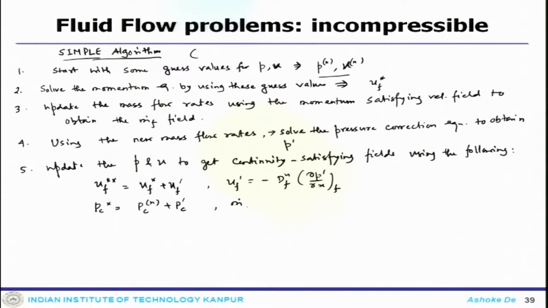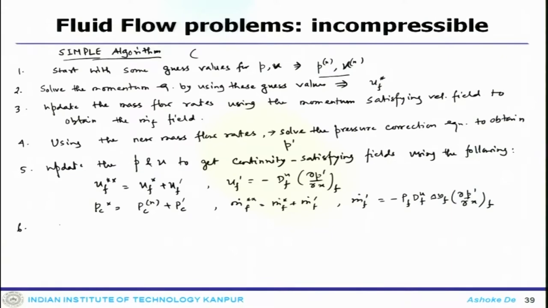m dot f star star equals m dot star f plus m dot prime f, where m dot f prime is calculated as rho f d_f^u delta y f del P prime by del x f.